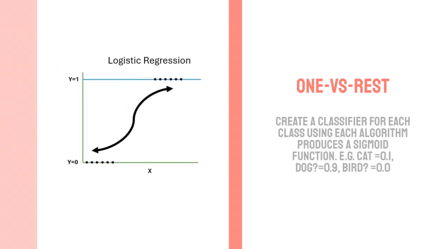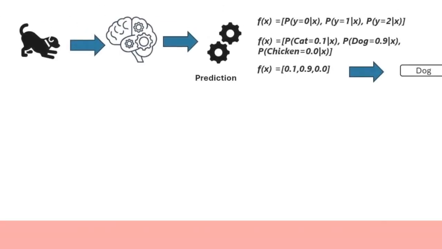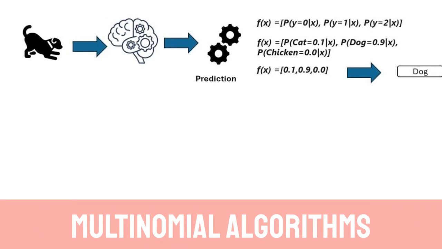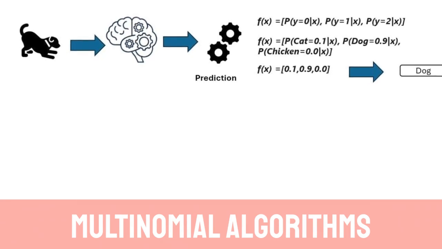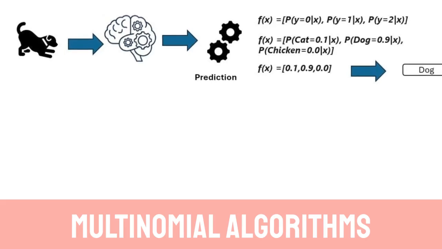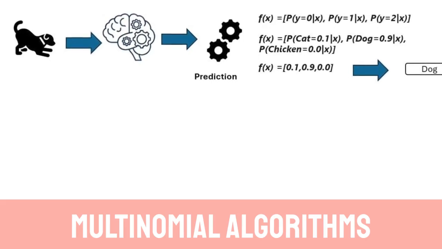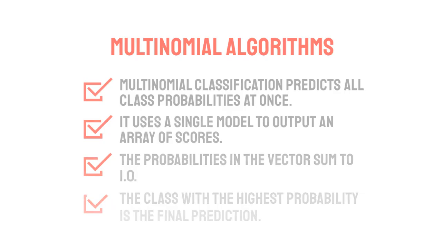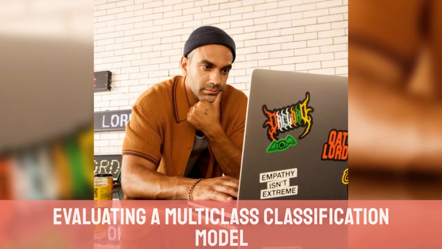Multinomial algorithms. A multinomial classification algorithm is an alternative approach that predicts the probabilities of all possible classes at once. Instead of multiple simple classifiers, it uses a single complex function that outputs a vector, an array of scores. All the probabilities in the vector will add up to 1.0. The class with the highest probability is chosen as the final prediction. This is like a single model that says this is 70% likely to be an A, 20% likely to be a B, and 10% likely to be a C.